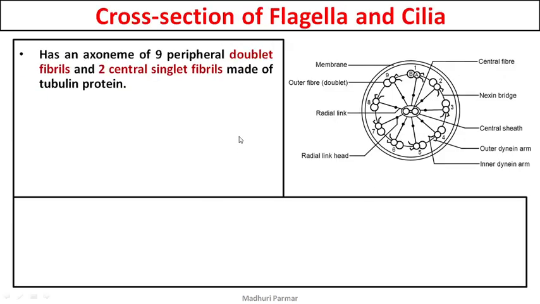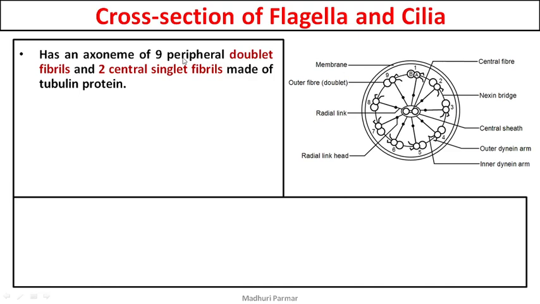Right. So now let us talk about the ultrastructure of flagella and cilia. This arrangement is called the axoneme. What is the axoneme made up of? One by one, let us go through it. It is made up of 9 peripheral doublet fibrils. Here you have 1, 2, 3, 4, 5, till 9. So you can see 9 components present.